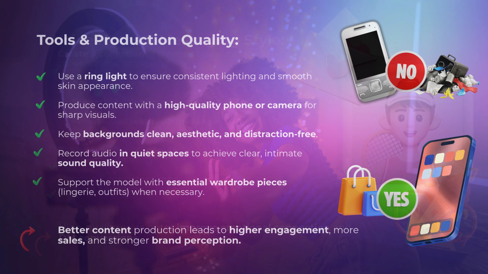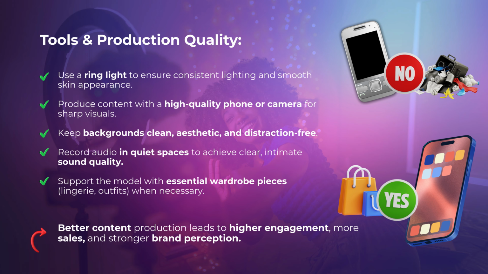To create content for your model, you will need the right tools. One of the key tools is a ring light. It helps hide skin imperfections and makes her skin look smoother and cleaner. You can buy it on Amazon.